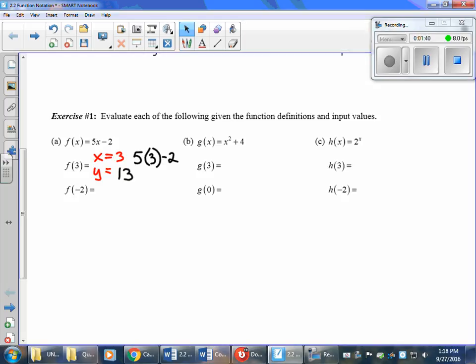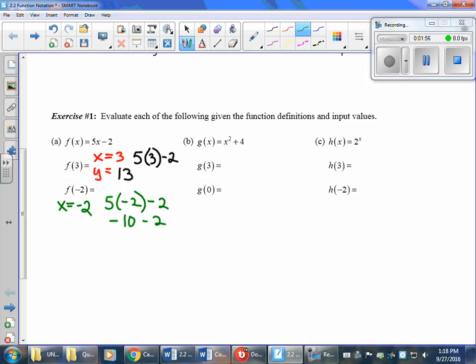If we take a look at f of negative 2, it's the same idea. Basically, what they're telling us is x is equal to negative 2. So substitute the negative 2 in for x, and you get 5 times negative 2 minus 2, which is negative 10 minus 2, which is negative 12.